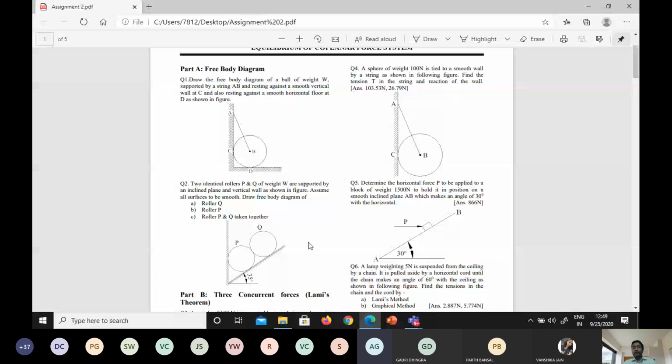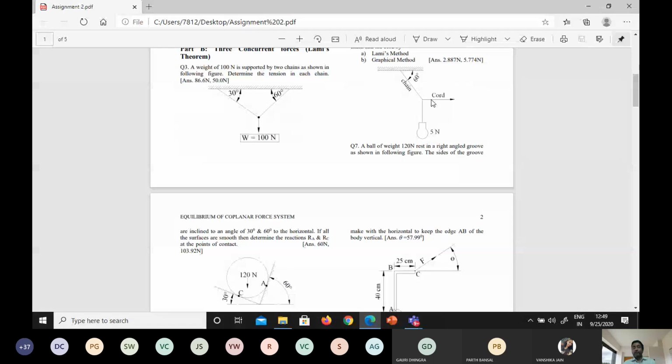First question. I think you can easily make the free body diagram of the first question. Yes, sir. Point C, RC, RD, and here it is simple. R is RAB, right? So you can easily do it. Second question, and then Lami's theorem you have to apply here. Three forces are there meeting at a point. Then apply the Lami's theorem here. So you can see all these problems.